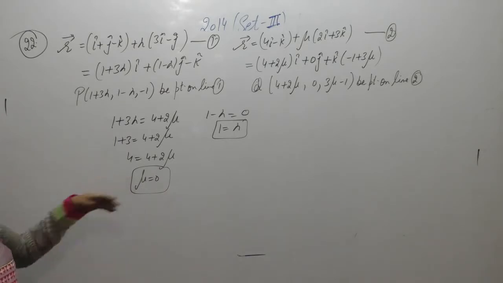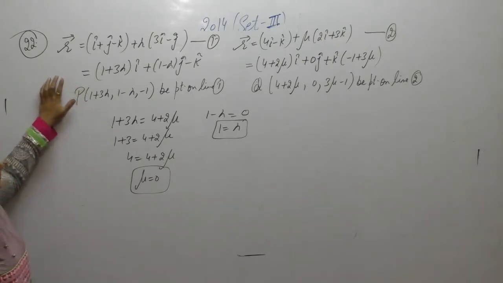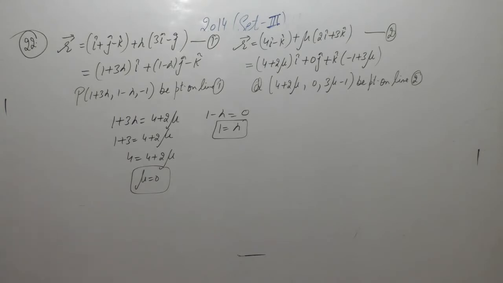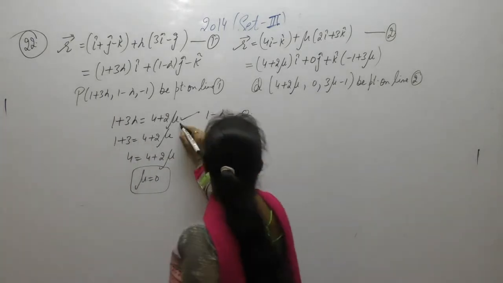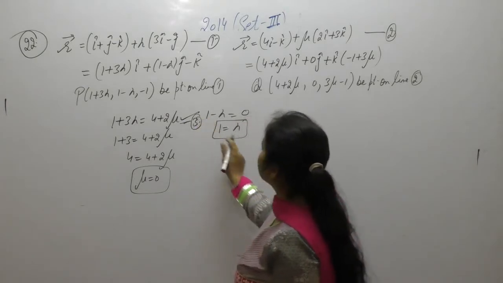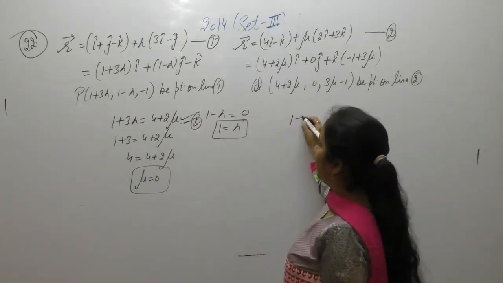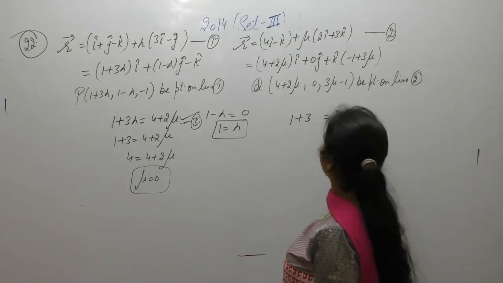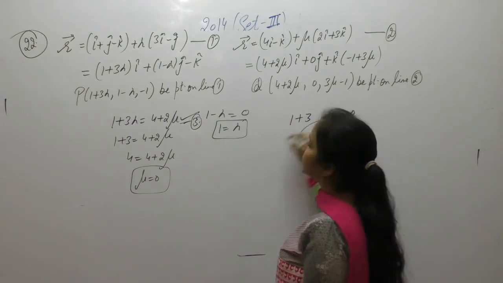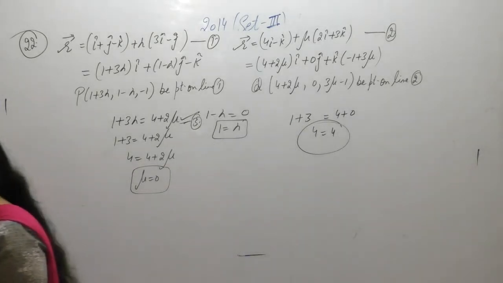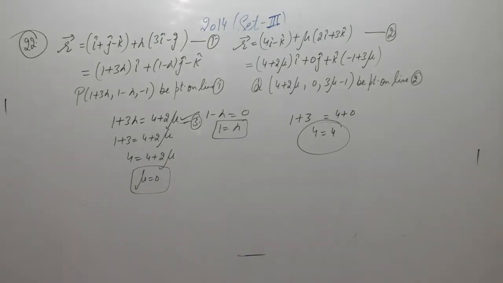Putting this value of lambda and mu in equation 1, let this be 3. Put this value of lambda and mu in 3. 1 plus 3, 4 plus 0. So this is true. Therefore, these two lines intersect.